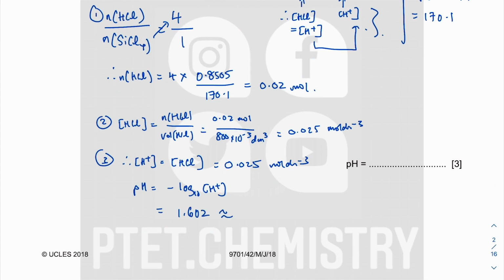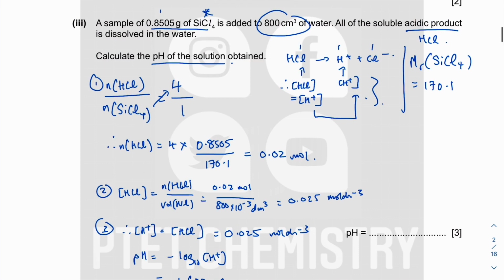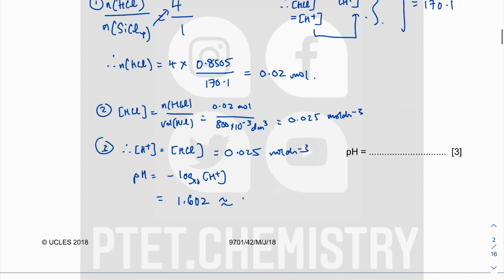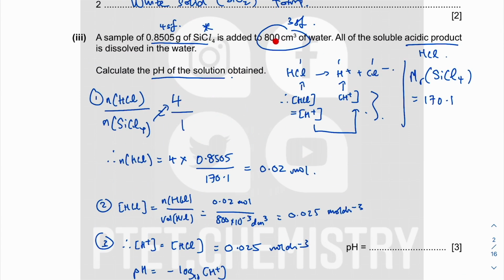1.602. Look at the data given. These are 4 significant figures. These are 3 significant figures. If I were you, I would be tempted to give 3 significant figures to be consistent with some of the data which have been given to 3.